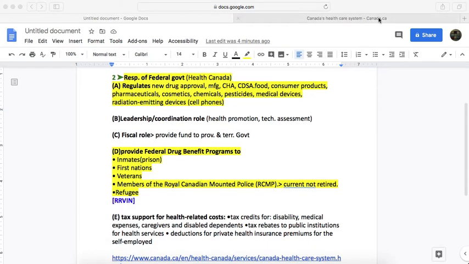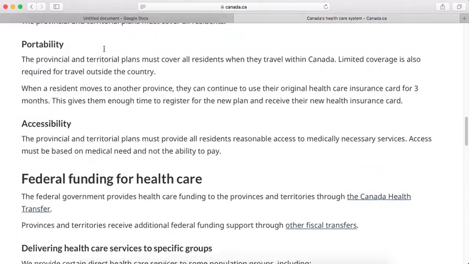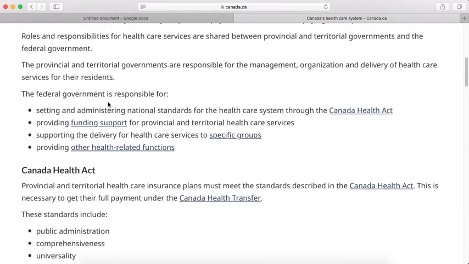Now we will go to the Canada Healthcare System website and we will read about federal government responsibilities. So the federal government is responsible for setting and administering national standards for the healthcare system through the Canada Health Act. We will learn the Canada Health Act later in this session.